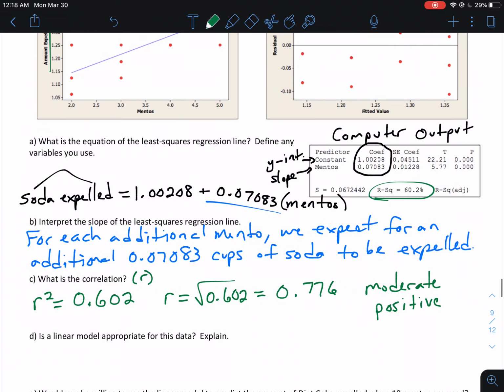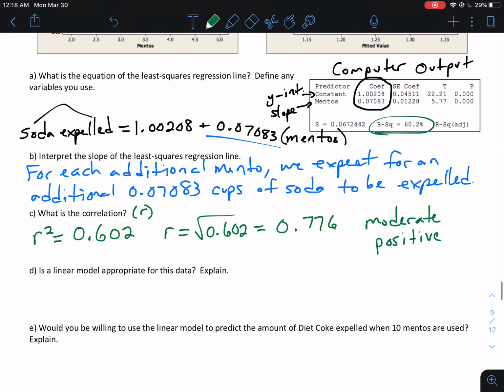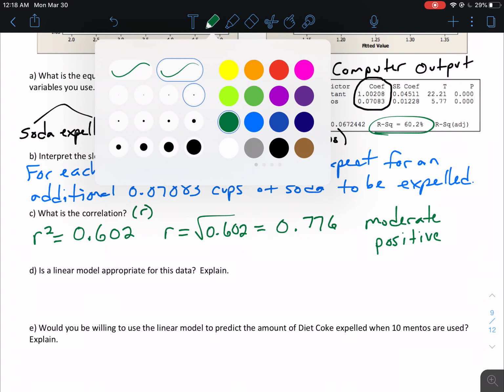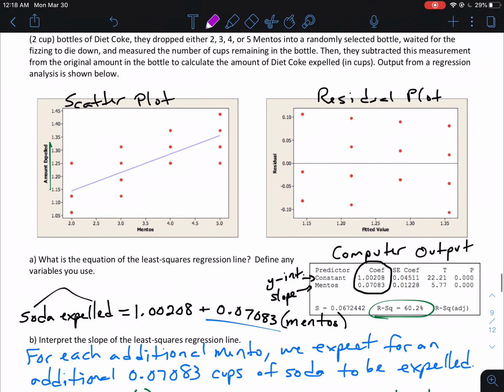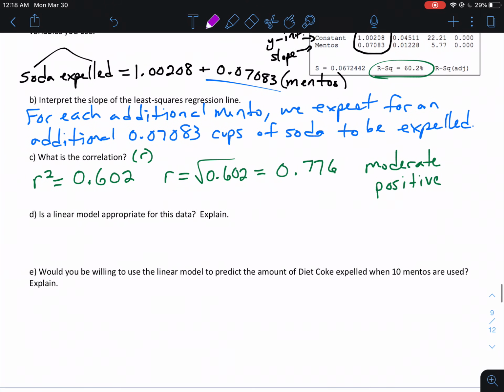Okay. So for part D, is a linear model appropriate for the data? Well, let's go check our residual plot. Remember, the residual plot is what you use to check whether a linear model seems appropriate. Looking at your residual plot, I would say that there is no apparent pattern. They are about as equally spread out as they could possibly be. So I would say a linear model is definitely appropriate.